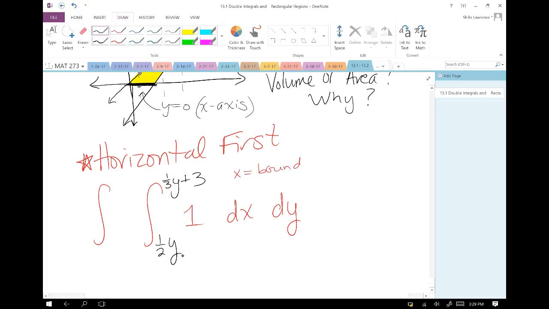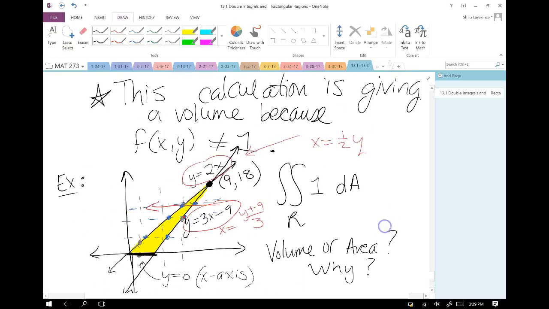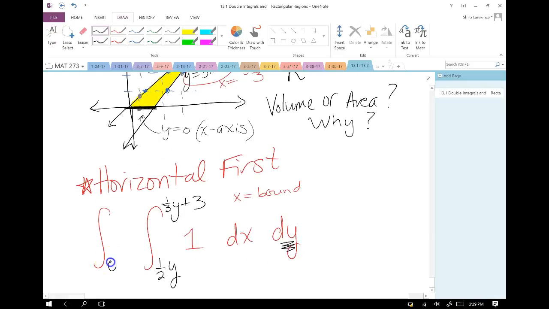And then the second integral we're going to do is the y integral, which is what's happening vertically. So vertically on this graph is the y-axis, which is 0 to 18. So that's the setup for the integral.